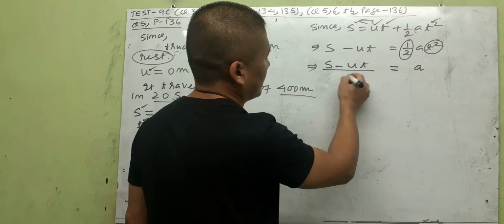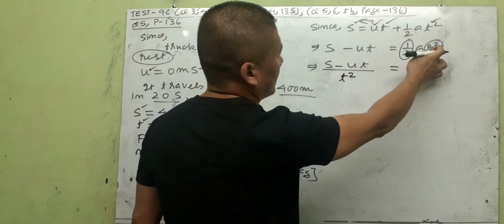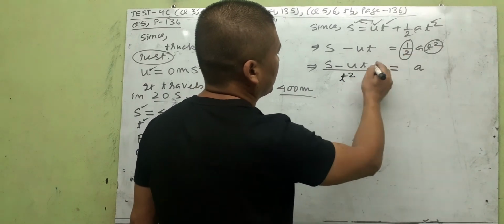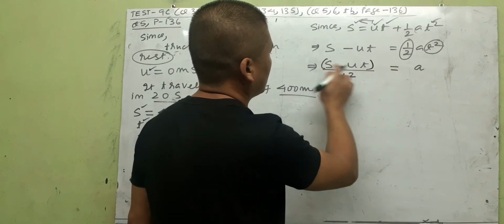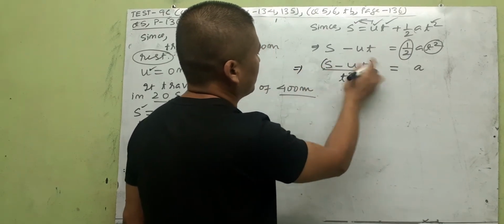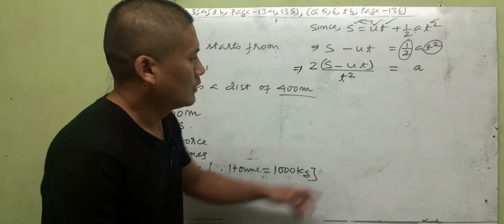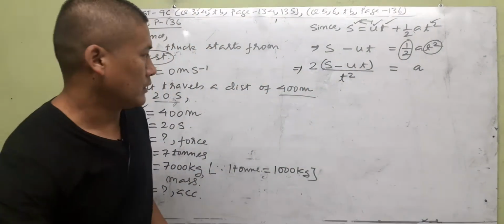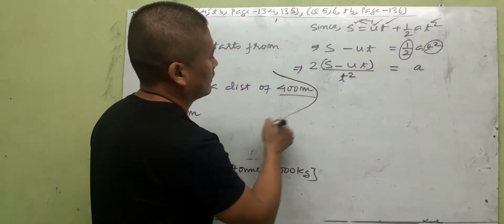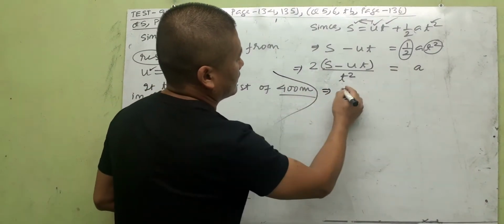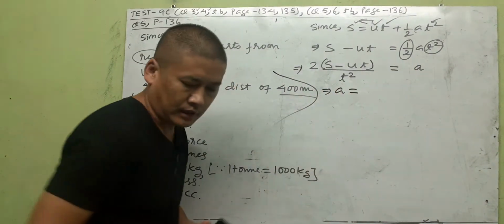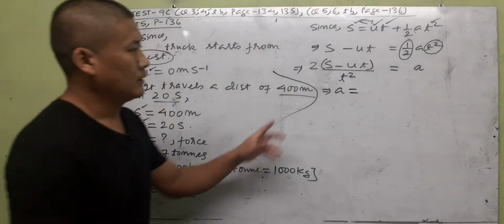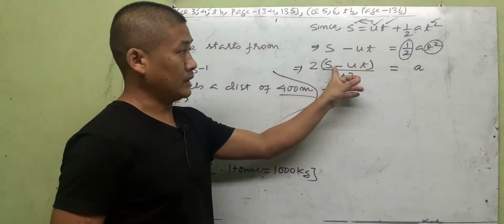because if you shift, up will come down and down will go up, so the 2 at the back will go up and T square will come down. So we got this situation. Now you can take A equal to, because they're asking us to find acceleration, so with this formula we can find A, because S, U, T are there.